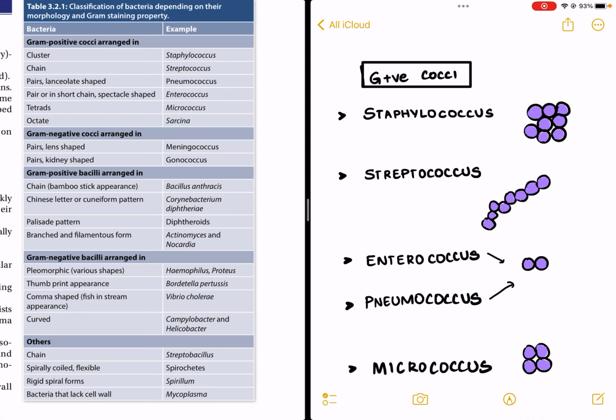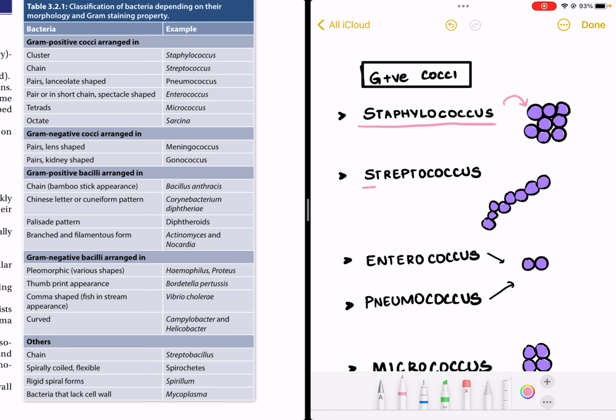Today I'm going to share with you some different mnemonics for remembering the different arrangements of bacteria. So let's start with gram-positive cocci. In gram-positive cocci, the most familiar names are Staphylococcus and Streptococcus. These two bacteria have different arrangements, so they're distinguished by their arrangements. Here you have Staphylococcus arranged in clusters and Streptococcus arranged in chains.